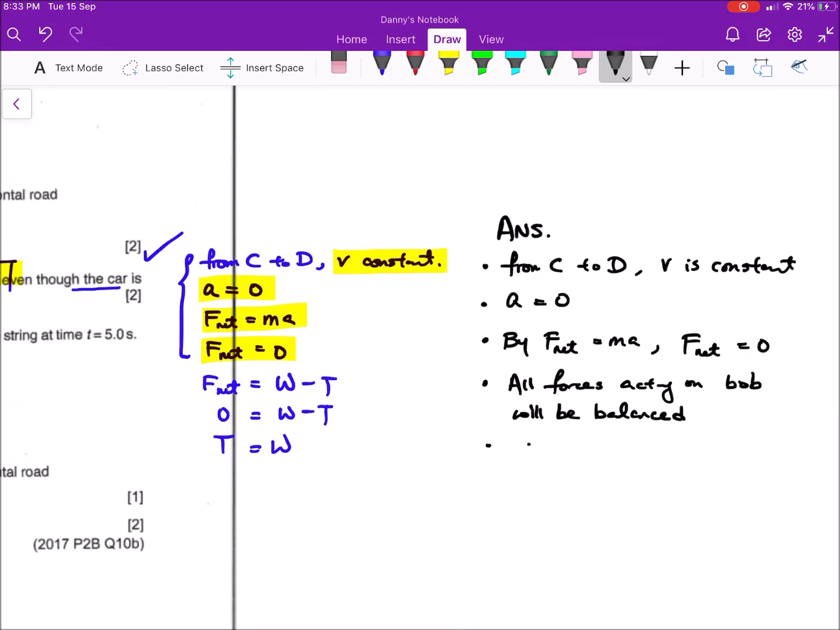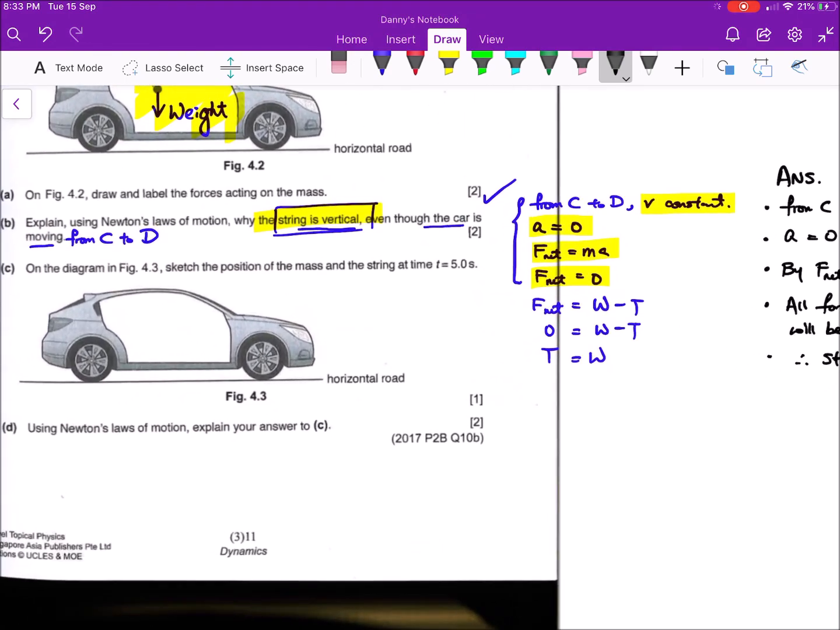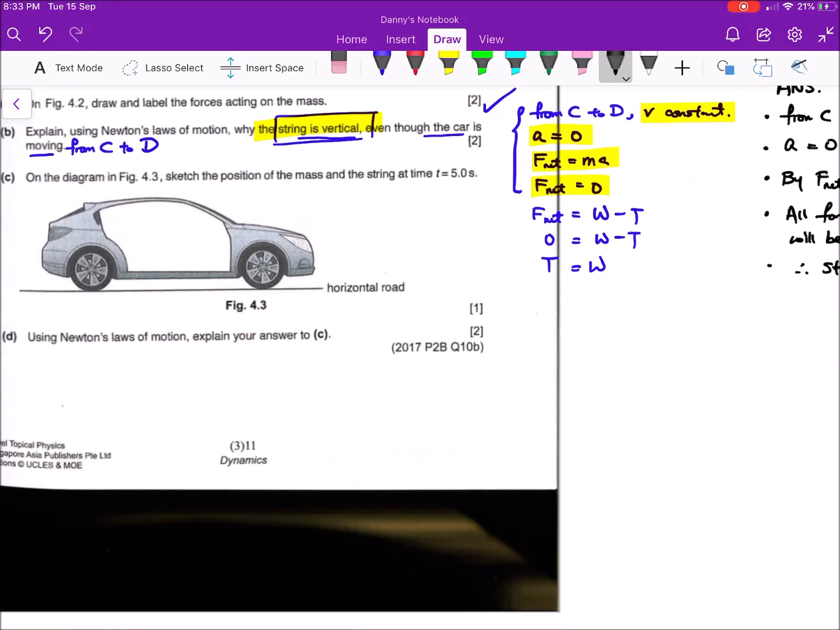Okay. So therefore, your string has to be straight because now there's no resultant force. Okay, and you will get 2 marks. Okay, now I have to sketch the position when my time is 5.